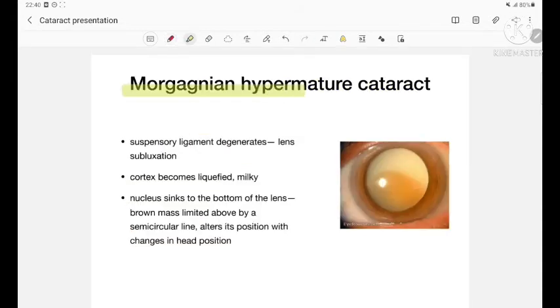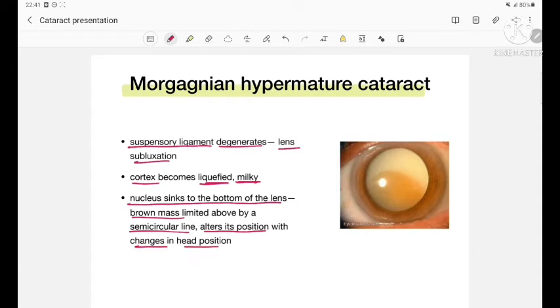The Morgagnian hypermature cataract. Here there is suspensory ligament degeneration due to which there is subluxation of lens. The cortex becomes liquefied and milky white in color. The nucleus sinks to the bottom of the lens. So, it appears as a brown mass limited above by a semicircular line and it alters its position with changes in head position. This is Morgagnian hypermature cataract.